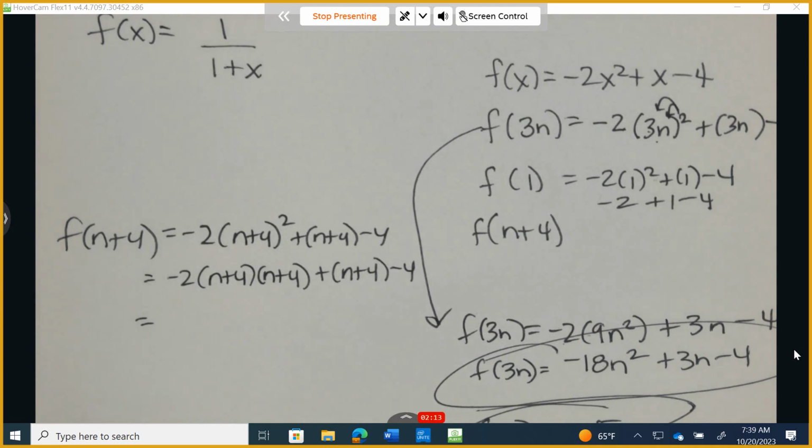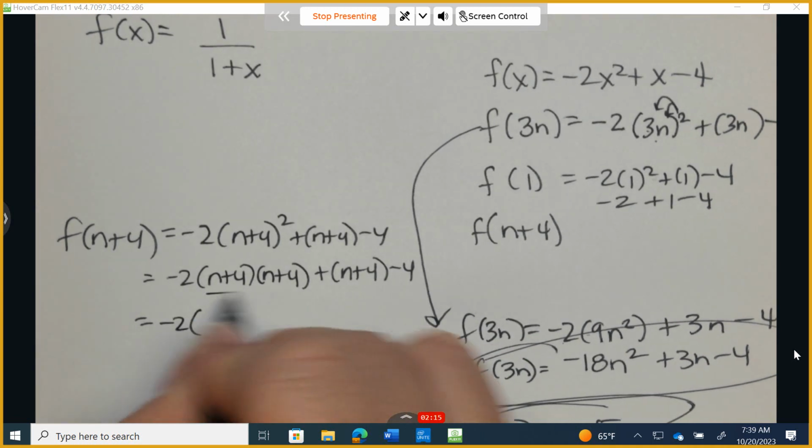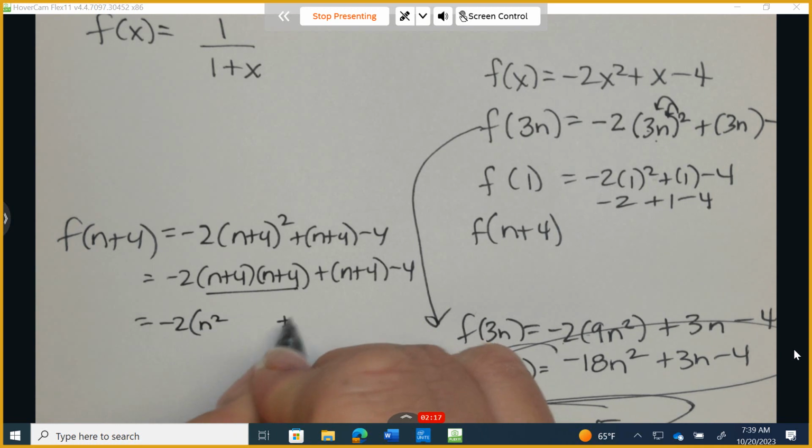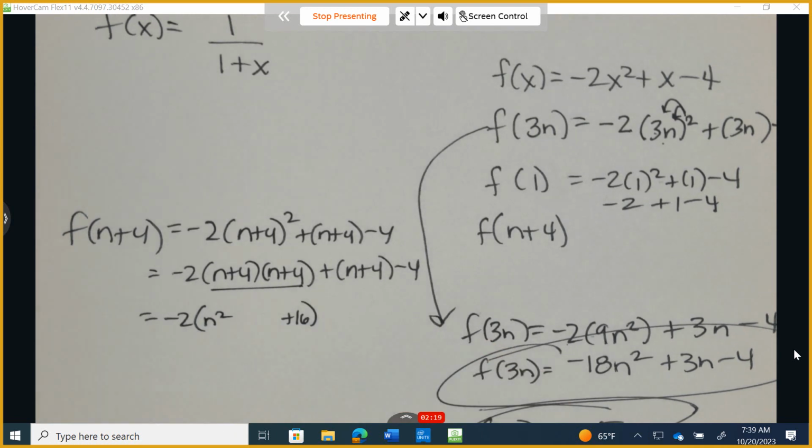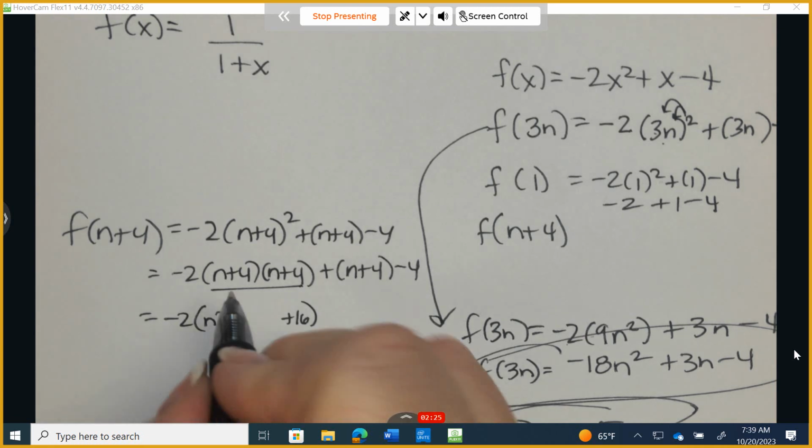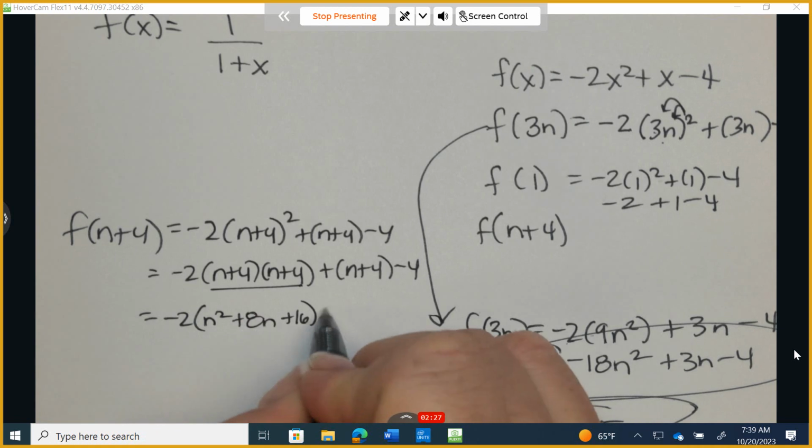Next is I'm going to do that foiling in my head. So when I foil this, I'm going to multiply the fronts, I'm going to multiply the backs, and then I do the inside and the outside, and I'll do that part in my head. So the outside is positive 4n, the inside is positive 4n, and when I combine those, I get 8n.